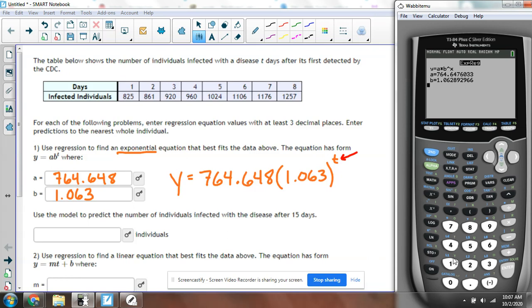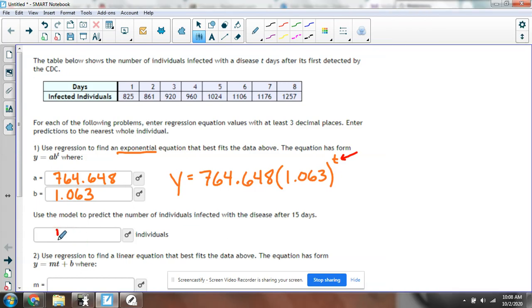So I'm going to do 1.063 to the power of 15, following my order of operations, times the coefficient in front, 764.648. So I get 1,911.879. This is rounded to the nearest whole individual. So it looks like it'd be 1912.